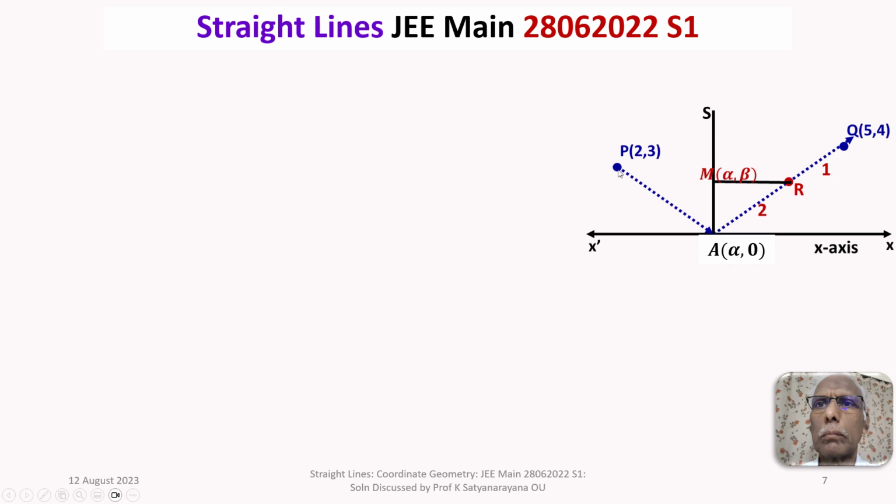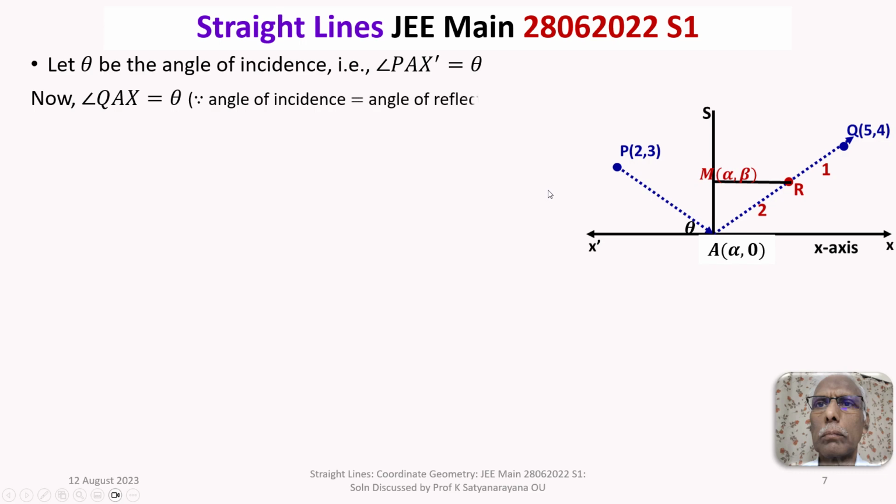Now the ray is incident at A and reflecting at A. Let theta be the angle of incidence of the ray, that is angle PAX prime. And therefore angle QAX will also be theta. Why? Because the angle of incidence is equal to the angle of reflection. So angle QAX is also theta.